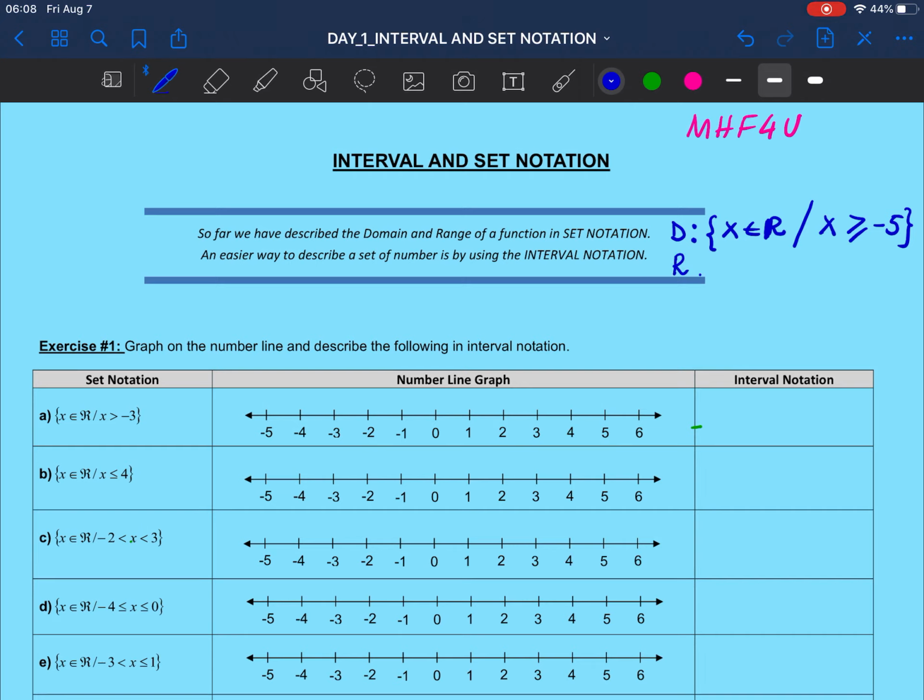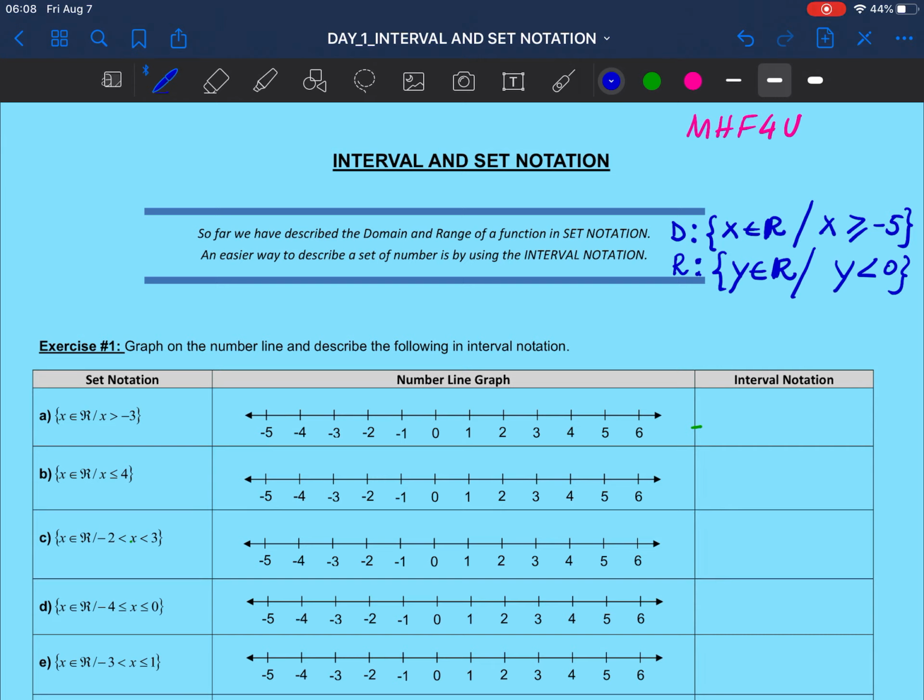Or for the range, similar to domain, we've said range, regular R, semicolon, braces. This time we say y belongs to, there goes your fancy R for the set of real numbers. So y belongs to the set of real numbers such that y is less than, for example, 0.